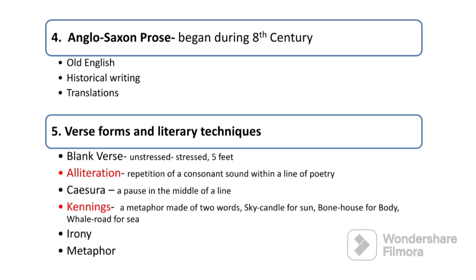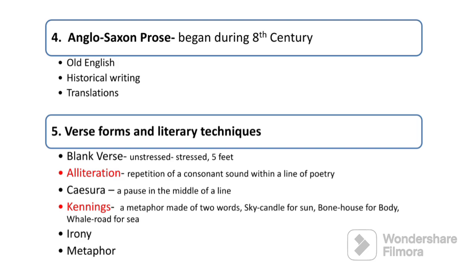The first was blank verse. Blank verse is a type of meter that was used in poetry. It consists of 5 feet. 5 feet means 5 pairs of unstressed and stressed syllables. Okay, we are not going very deep into that. I will make you understand these meters, blank verse and other kinds of meters in some other video.